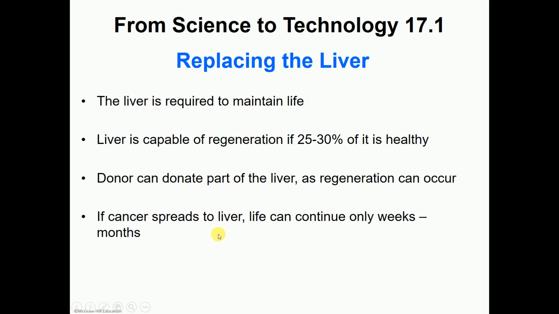Due to all of the functions of the liver, if cancer spreads to the liver, damaging most of it, that is incompatible with life. It is considered a late-stage cancer. And again, in order to regenerate, you need at least a quarter of it to be healthy to be able to keep up with all of the needs of the body.